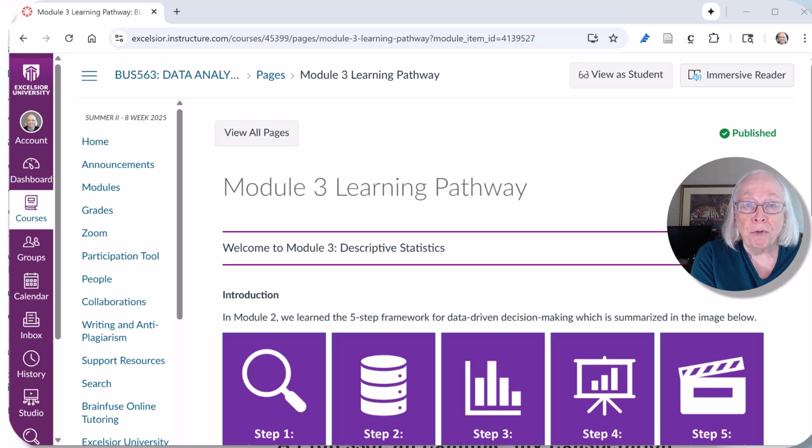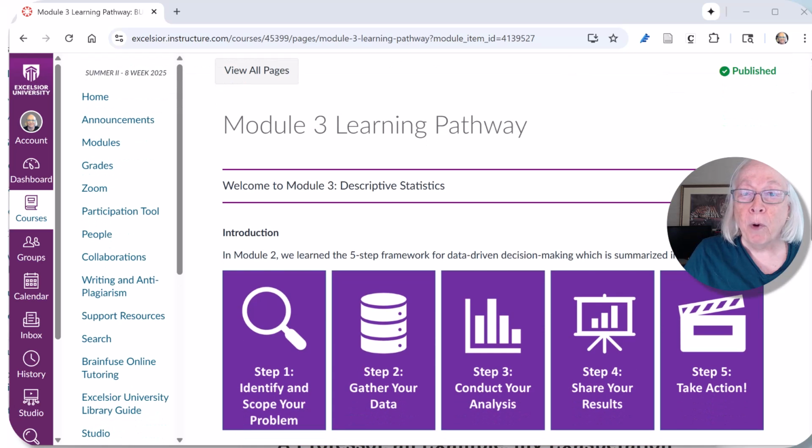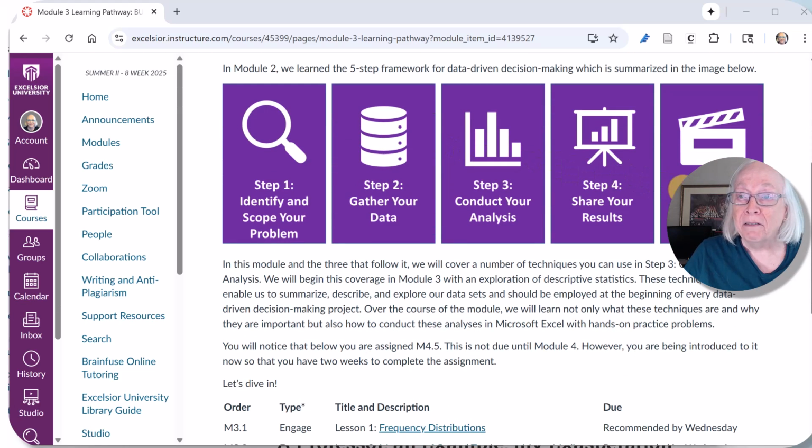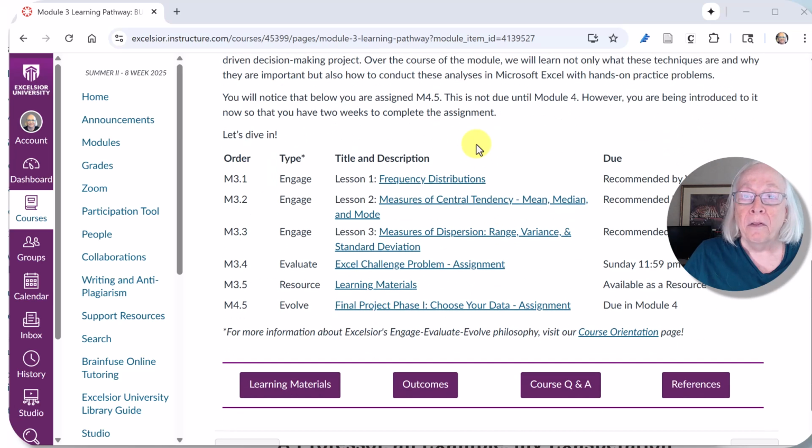This week's Module 3, and I have on the screen the learning pathway, and it gives us an introduction here. It's talking about the 5 steps of data analysis, and we're on step 3, I think is what they're talking about here. These are the tasks that you've got to go through in this module 3.